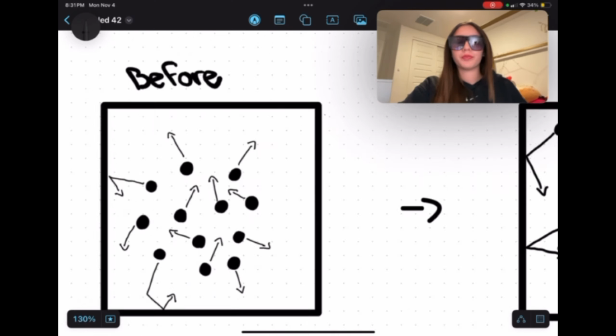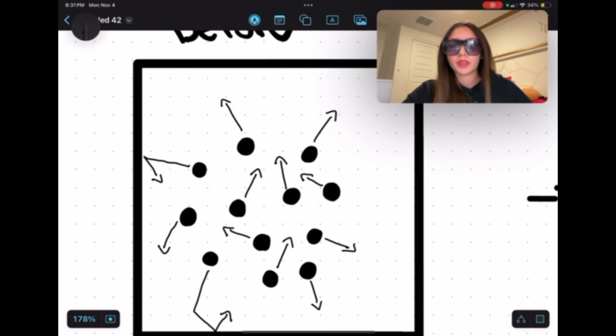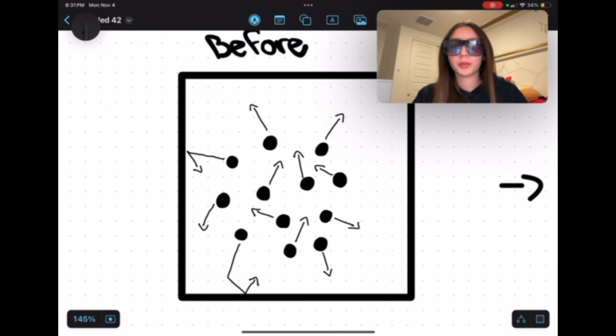Right, so in the before particle diagram, because the bottle was grabbed out of the ice, and ice is usually known for being frozen, you move slowly in the ice. The particles were moving slowly. They were still bouncing off the walls and everything, just moving very, very slowly.